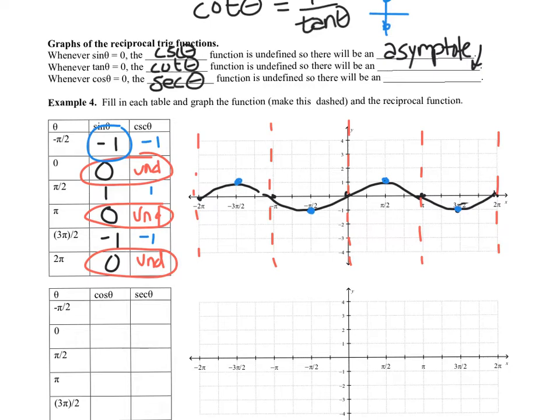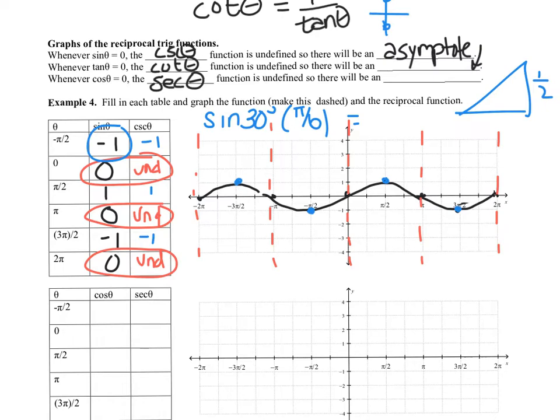The next point I'm going to get on this graph, because secant will be very similar to the cosecant, is I'm just going to check what the sine of 30 degrees is. So remember 30 degrees is pi over 6. So sine of 30 in a reference triangle is going to be 1/2. So the reciprocal of that is going to be 2.